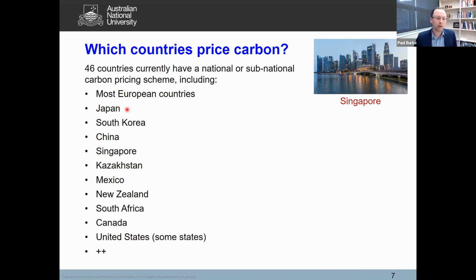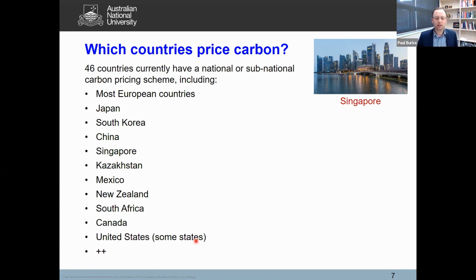Carbon tax is national. Korea has a national emissions trading scheme. Singapore, Kazakhstan has an emissions trading scheme, and so on. New Zealand, for example, has an emissions trading scheme as well. The United States, as another example, some states are participants in carbon pricing arrangements, emissions trading schemes. And here I'm thinking California and then also the northeastern states as well.